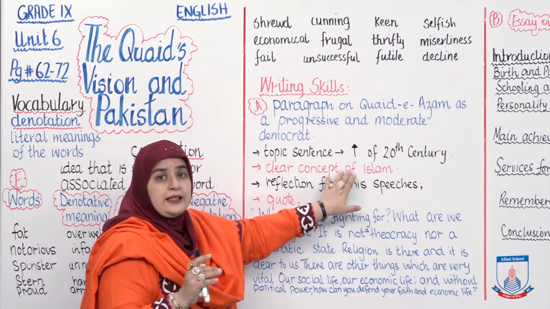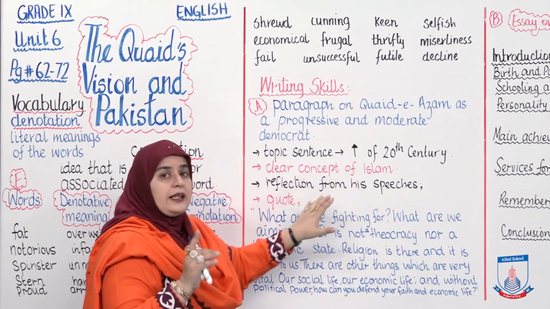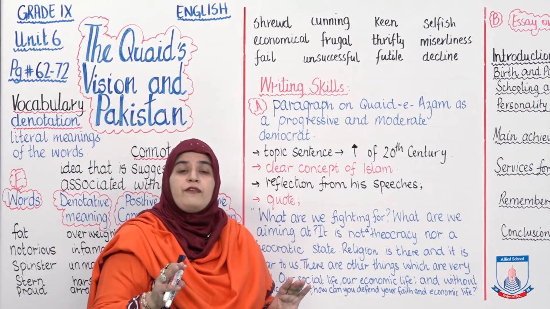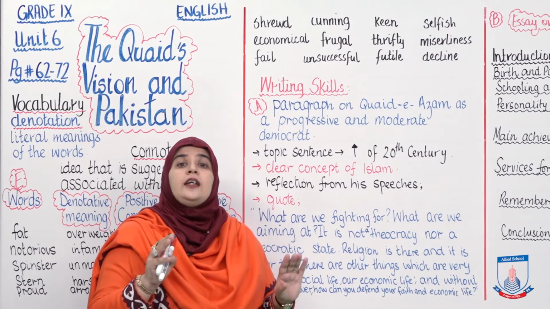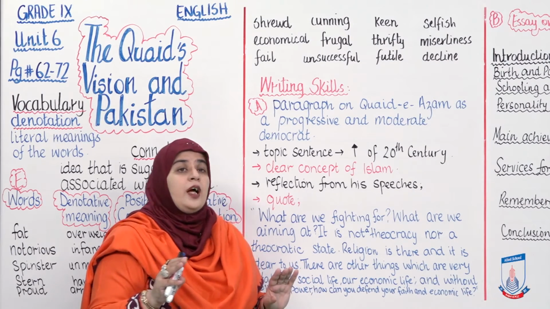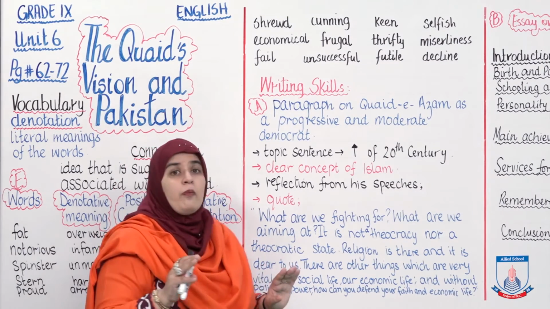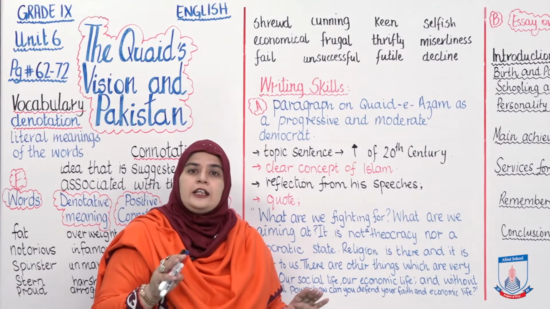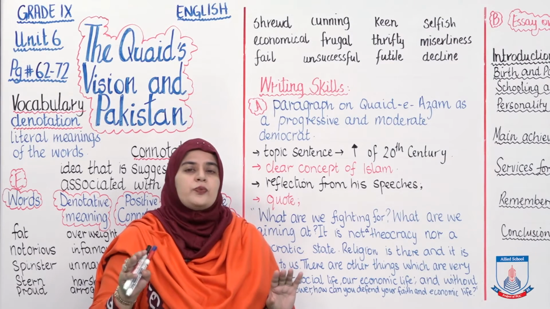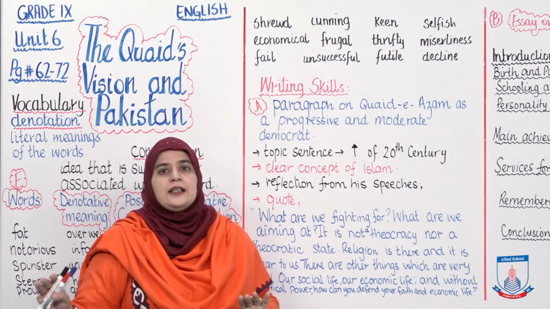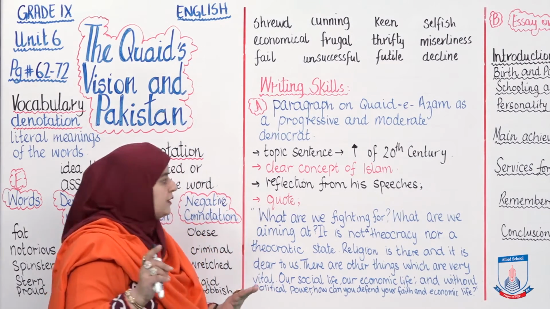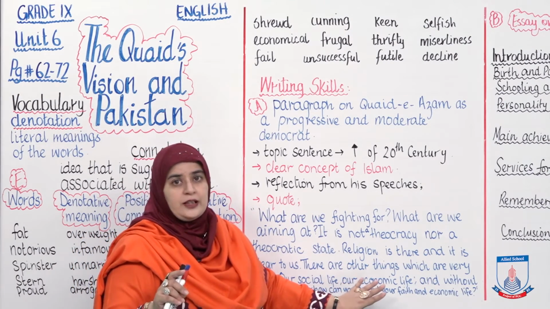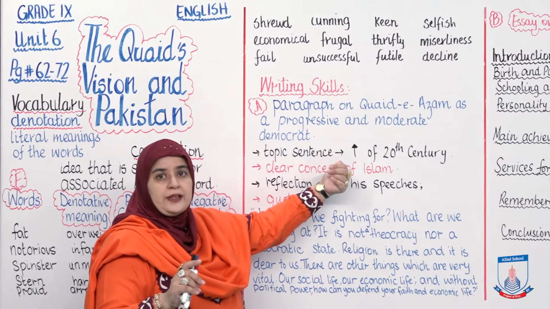So your second sentence is going to be this, and then your third sentence will be the thought of Quaid-e-Azam, the ideology of Quaid-e-Azam, the progressive and moderate thought of Quaid-e-Azam Muhammad Ali Jinnah, and his democratic ideas were reflected from all of his speeches. This is going to be a third sentence, and then you are going to quote this quote of Quaid-e-Azam Muhammad Ali Jinnah to support your topic sentence.